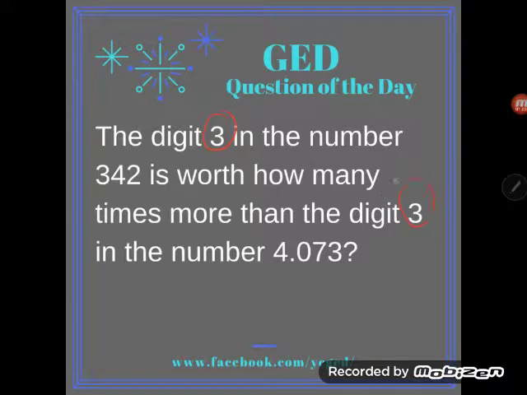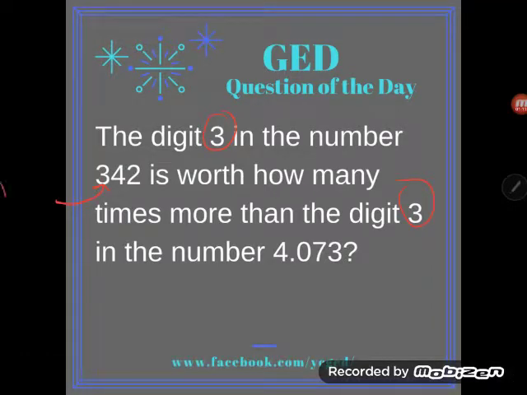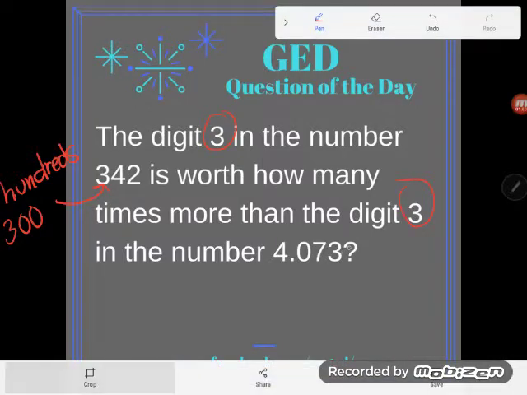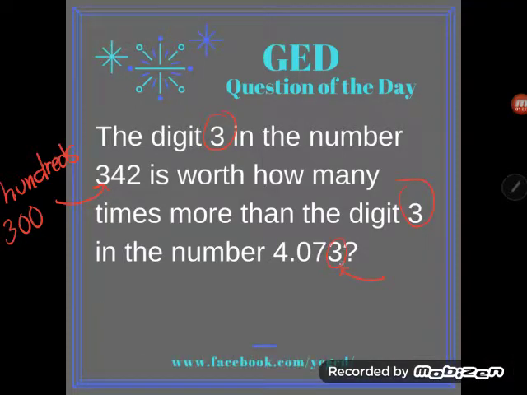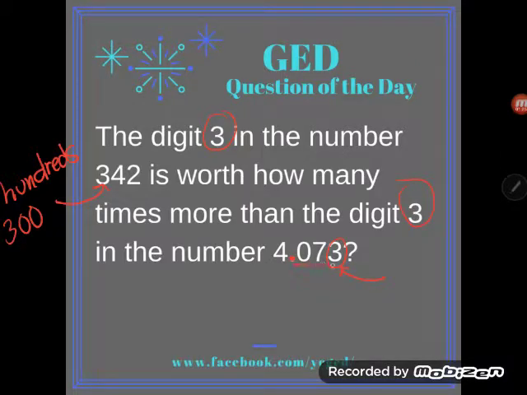And when I was asking students online about these types of questions, they were able to tell me, well, look, that first 3 is in the hundreds place. So obviously that first 3 is worth 300. Okay. And they were able to tell me, well, this 3 is in the, and they started from the decimal place and said tenths, hundredths, thousandths place.